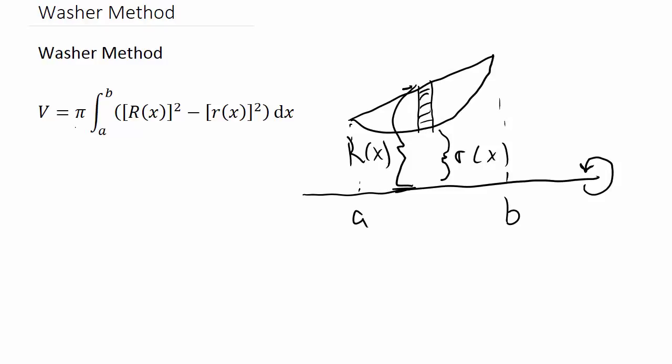Alright, so this will be my third example on the washer method. So we're revolving a graph about an axis and we're going to find the volume. So the volume is pi times the integral a to b of big R of x squared minus little r of x squared. And big R is the upper or outer radius and little r is the inner or lower radius. Okay, and once you find the big R and the little r, you just plug it in here and integrate.